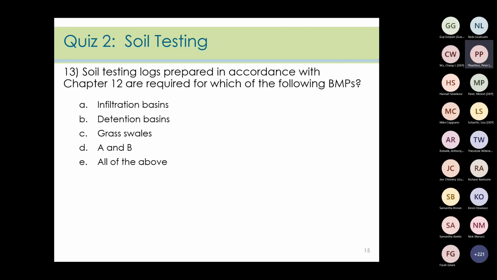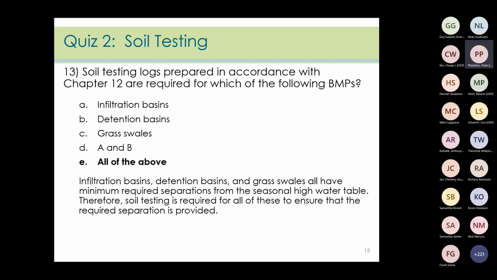Question 13. Soil testing logs prepared in accordance with Chapter 12 are required for which of the following BMPs? The answer to this is all of the above. They all have a minimum separation from the seasonal high water table, which you can find in their respective BMP manual chapter. Soil testing would therefore be required for all of these to ensure that they meet the required separation.